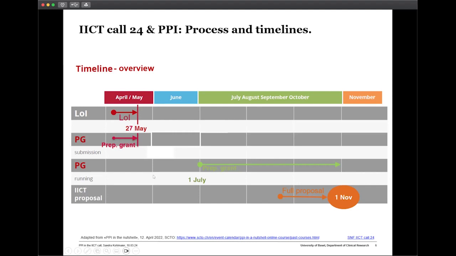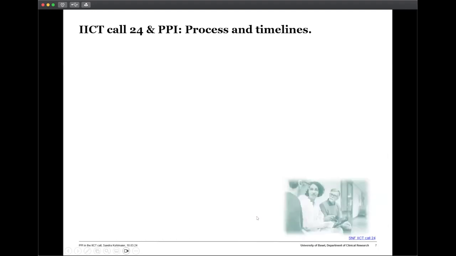Important to know is that full proposal is 1st of November, and for the preparatory grant, you will get money only in the preparatory phase of your project, and you will get money 1st of May until you can use that money 1st of July until end of October. Yeah, so 4 months max.